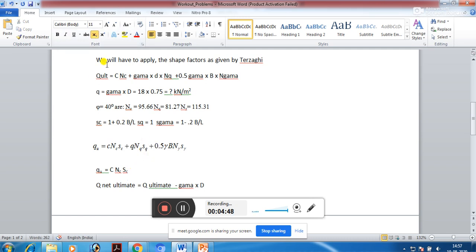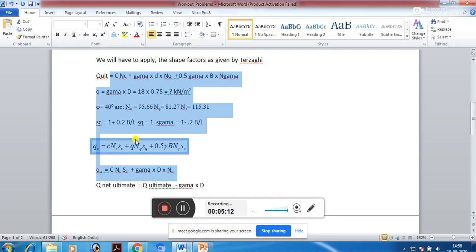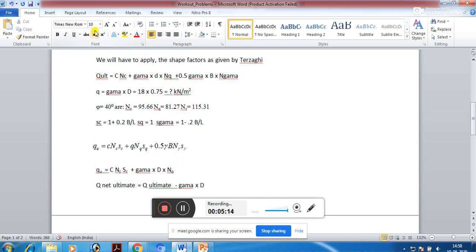Then you see this next factor, which is Q. What is Q? Q is nothing but gamma into D, into NQ, and then you have the shape factor correction, which is SQ.